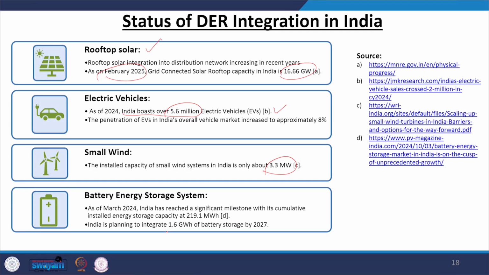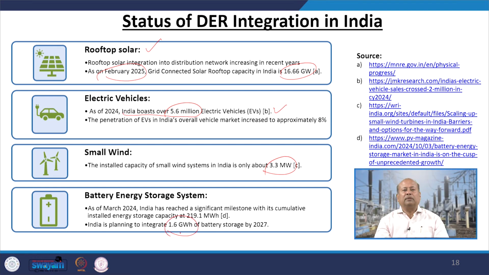And the last one is the battery energy storage system. We have not done much as of today, but India is planning to integrate close to 1.6 gigawatt hours. But once again, I would like to reiterate, unless the storage cost is reduced significantly, it is very difficult to go to a mega scale. So probably new technology for battery energy storage systems at cheaper cost could be a solution for the Indian power grid, along with PV and wind integration.